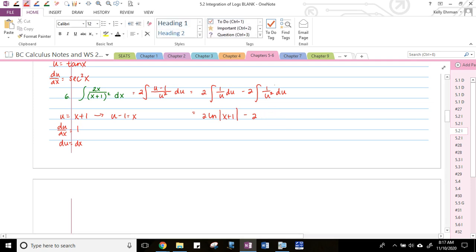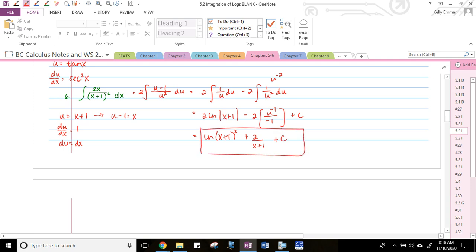Minus 2, not natural log. Going back here, remember, this is just u to the negative 2. So it's minus 2, and then when we add 1 to that exponent, we get u to the negative 1 over negative 1. Clean that up in a minute. So 2 natural log of x plus 1, or natural log of x plus 1 squared. And then negative 2 divided by negative 1 is going to be plus 2 over u, which is x plus 1, plus c.